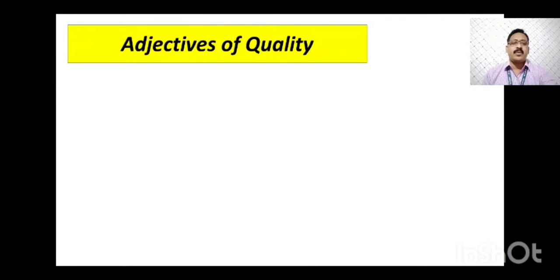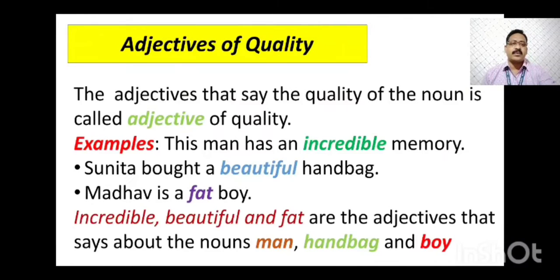Now adjective of quality means the adjective which says some quality about a noun. Good quality or bad quality, it doesn't matter, but if it says something about the quality of the noun, it is said to be an adjective of quality. Here are some examples.